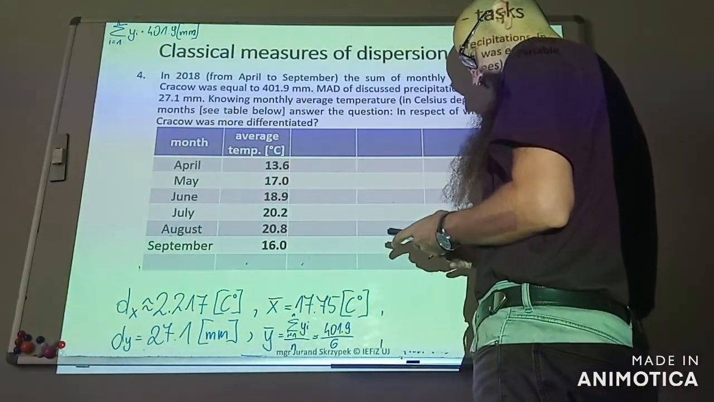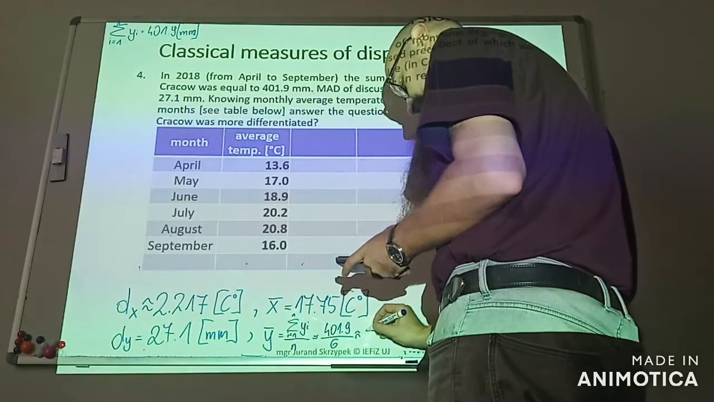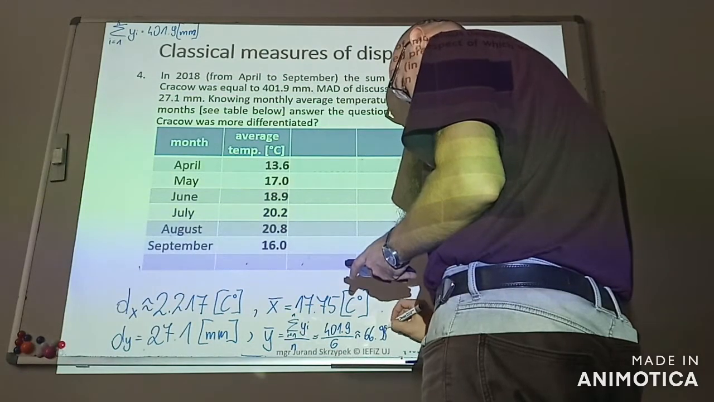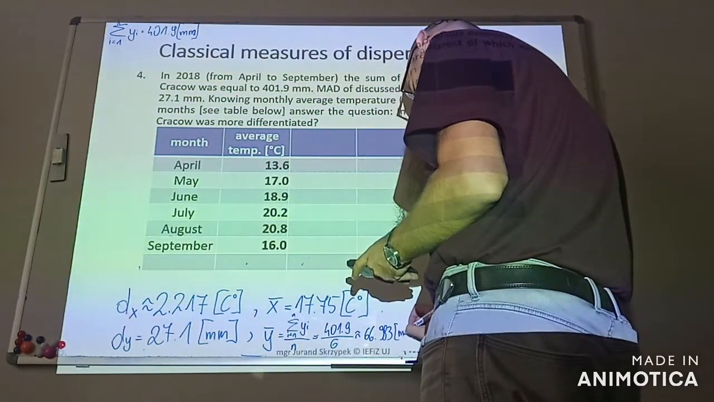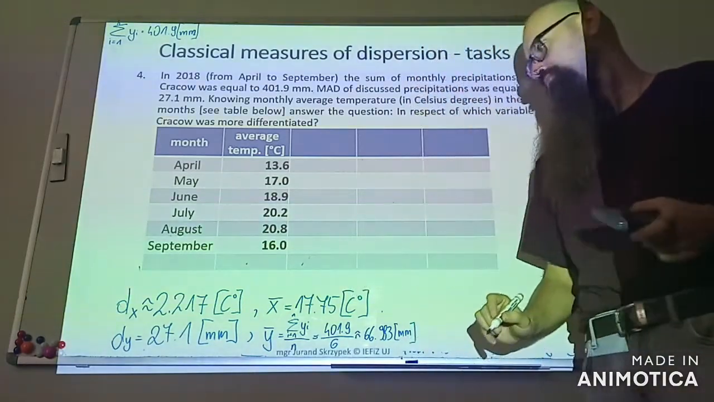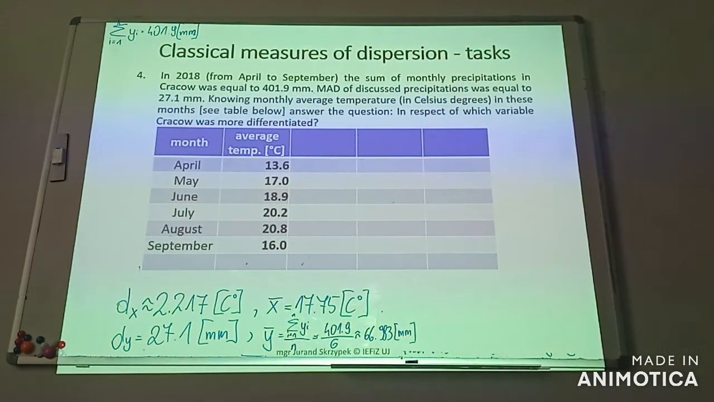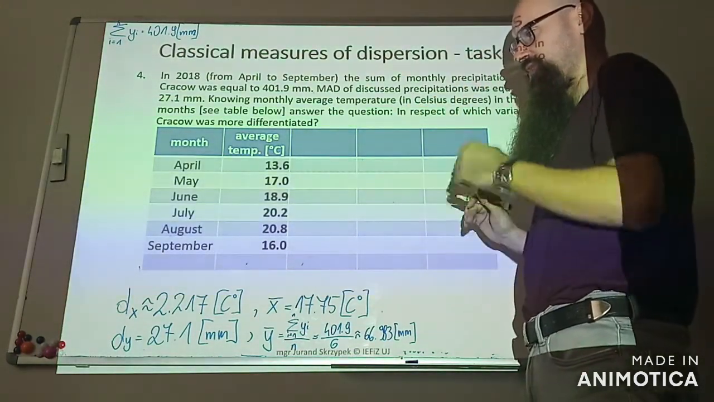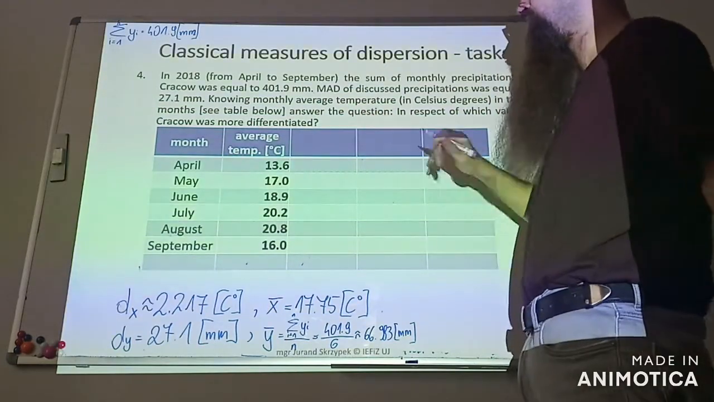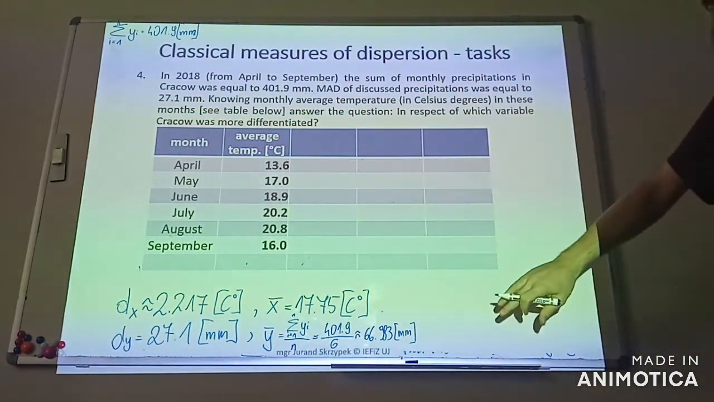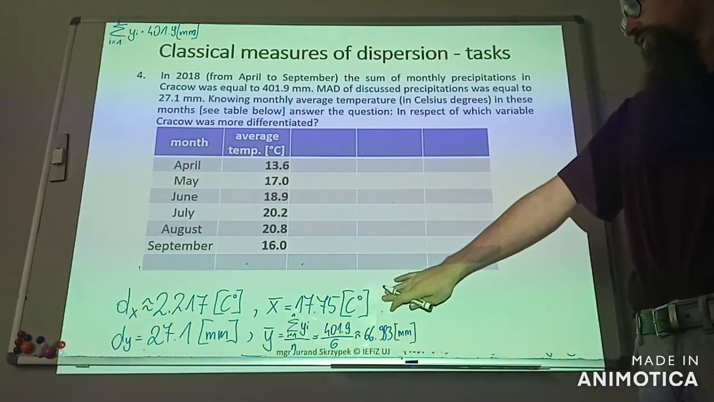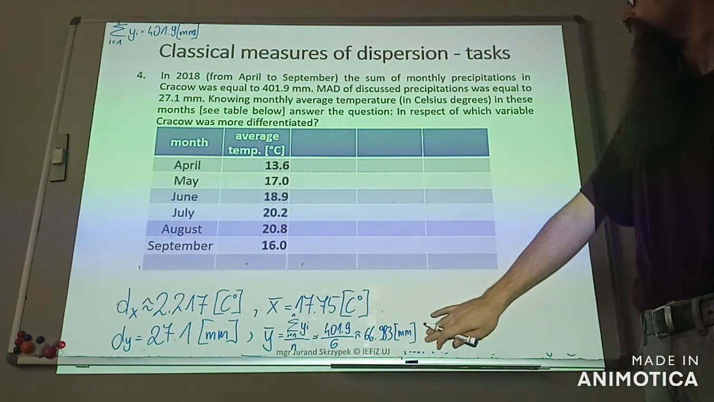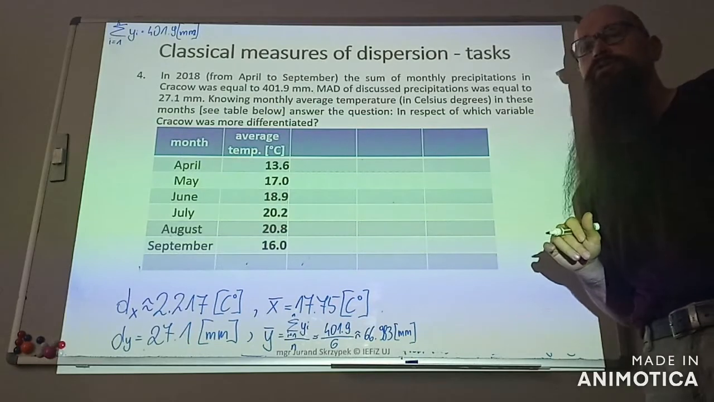401.9 divided by 6 is approximately 66.983 millimeters. Fantastic. I have all the information that I need to answer the question in respect of which variable, monthly average temperature or monthly precipitations, Krakow was more differentiated.